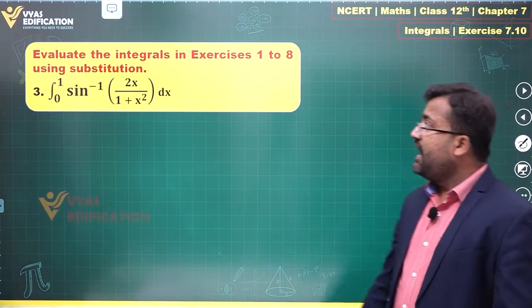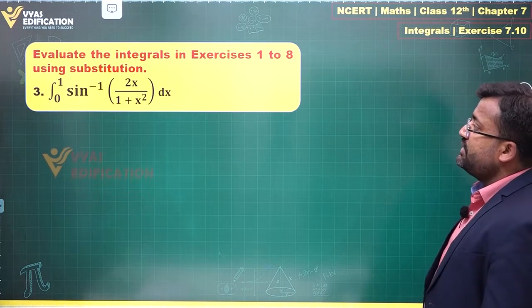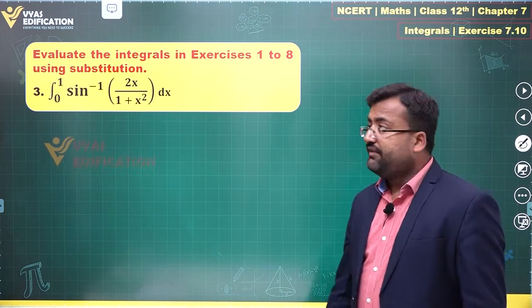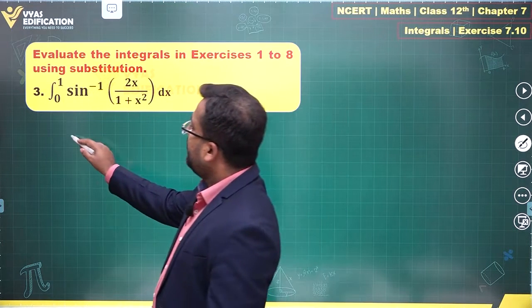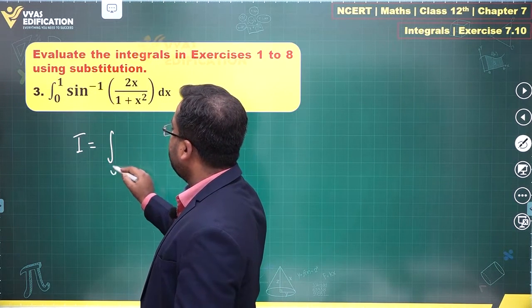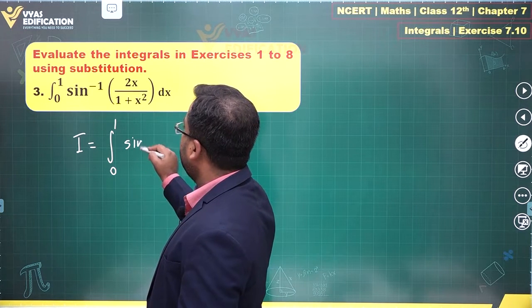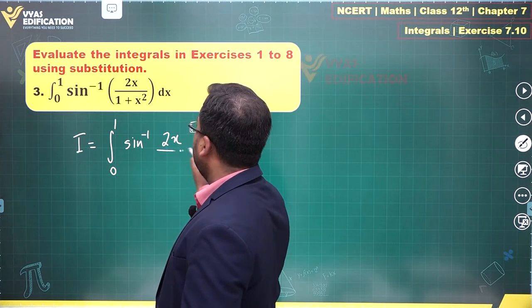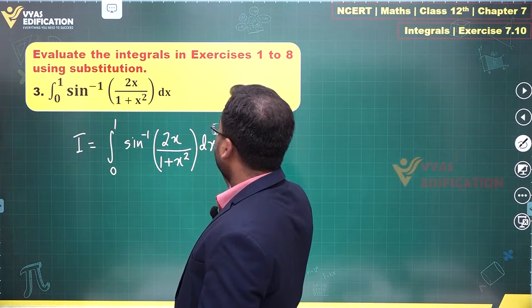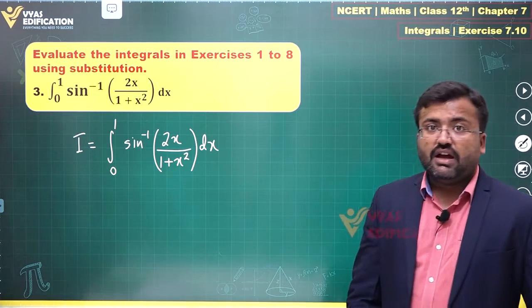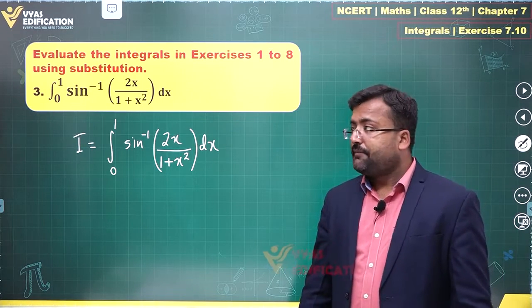In the third question, we have integral from 0 to 1 sine inverse 2x upon 1 plus x square, and we need to use substitution on this. How do we use that? I is equal to integral from 0 to 1 sine inverse 2x over 1 plus x square dx. This is what you have. And what's the substitution that we want to use over here?